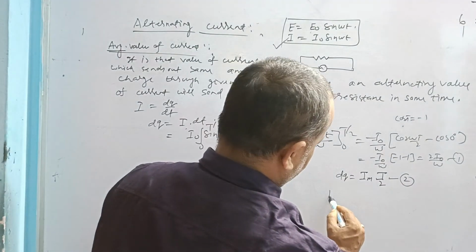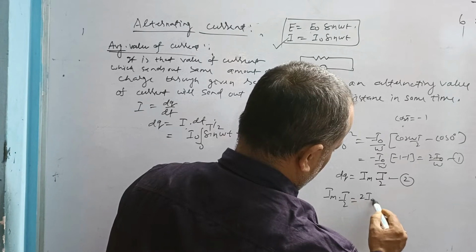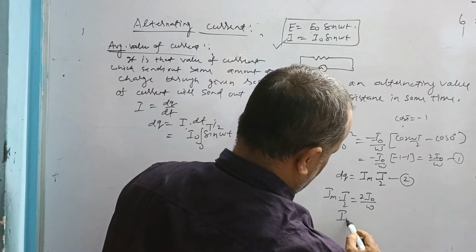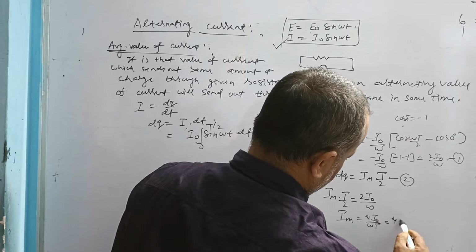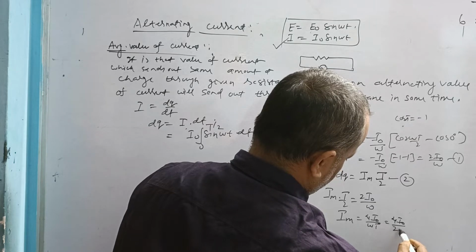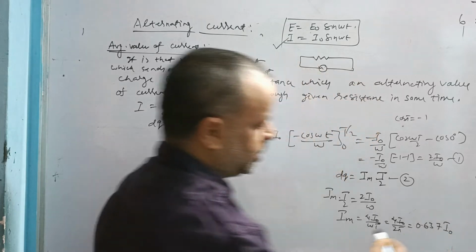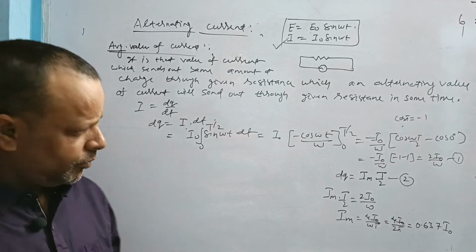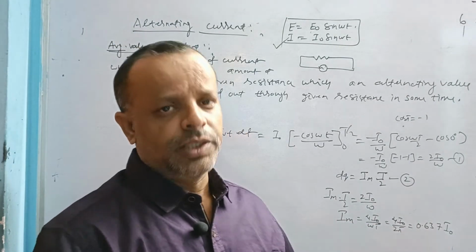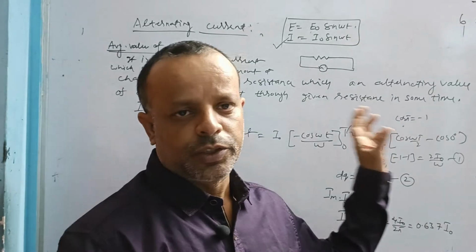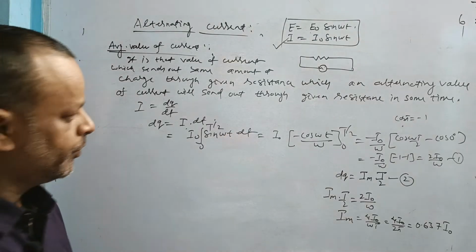What we will do is equate them. I am T by 2 equals 2 I naught upon omega. So I am is 4 I naught upon omega T. We know that omega T can be written as 2 pi, and calculating the values you can get 0.637 I naught. Similarly, if we go from T by 2 to T, it will be minus 0.637 I naught. And if we calculate for the whole time period, 0 to T, it will be 0.